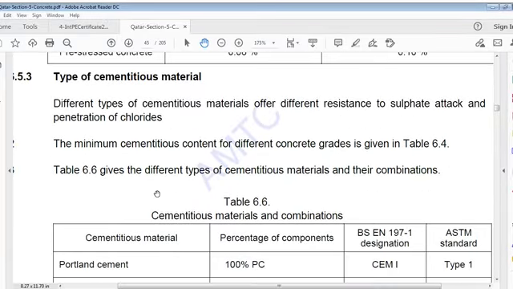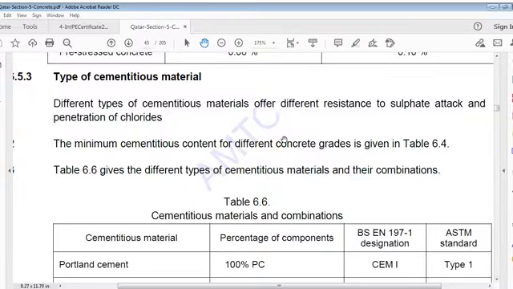Types of cementitious materials. Now an important point is coming, very, very important from every aspect. We have to understand that. It's not simple. Okay, let's move. Different types of cementitious materials offer different resistance to sulfate attack and penetration of chlorides.